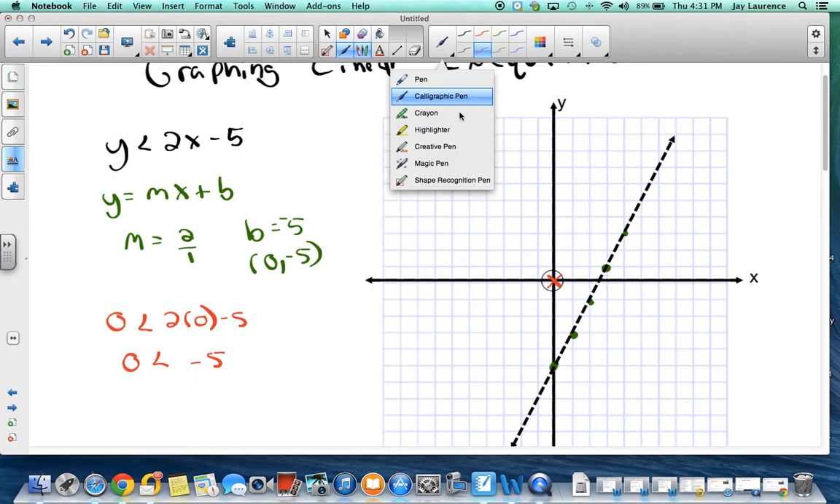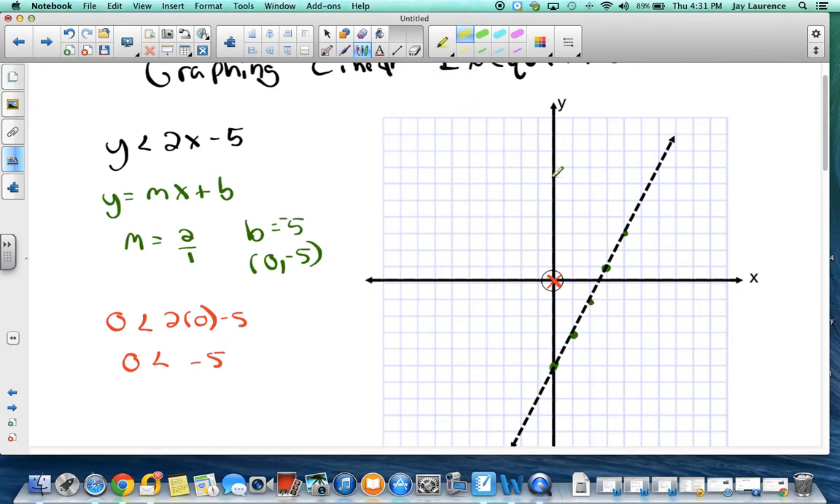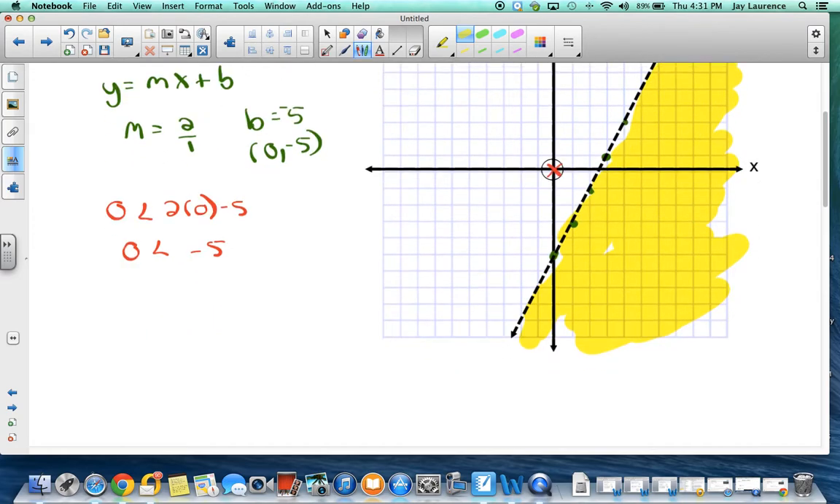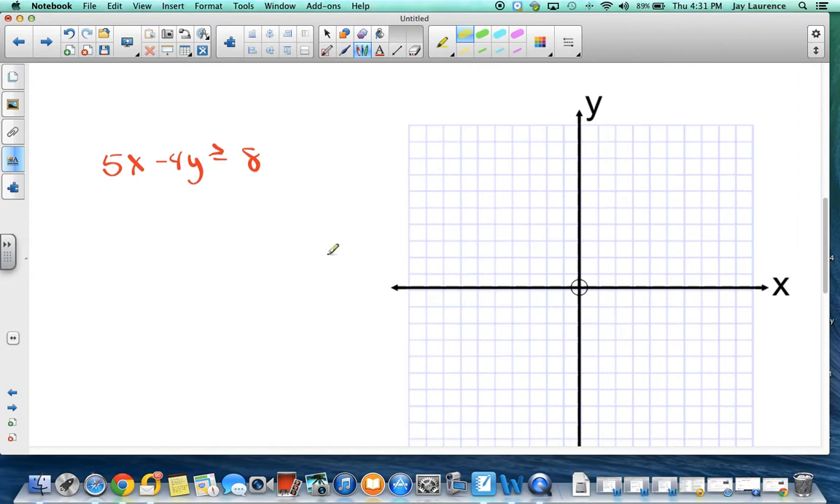So my test point will not get shaded. I'll shade the other side of the broken line. So I'm going to come over here and shade. Right? The solution set is going to be this whole half of the plane. Everything below the line. All right, so let's try this one.